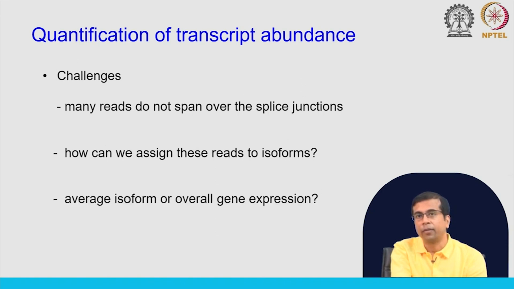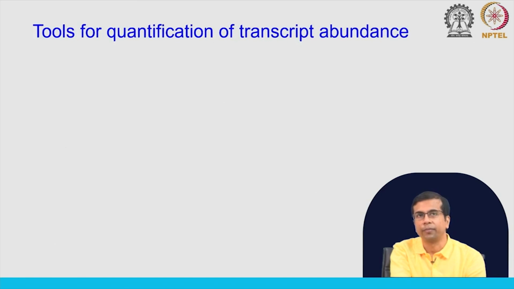And how do you actually assign gene expression? Do you say average isoform expression or overall gene expression? This could be interesting depending on the research question that you have. For example, you want to identify which isoforms are expressed or whether some isoforms show higher expression in certain conditions or certain treatment. In those cases you want to do the isoform expression and not just the overall gene expression. And also, as I said, you want to look at differences in isoform expression across experiments.